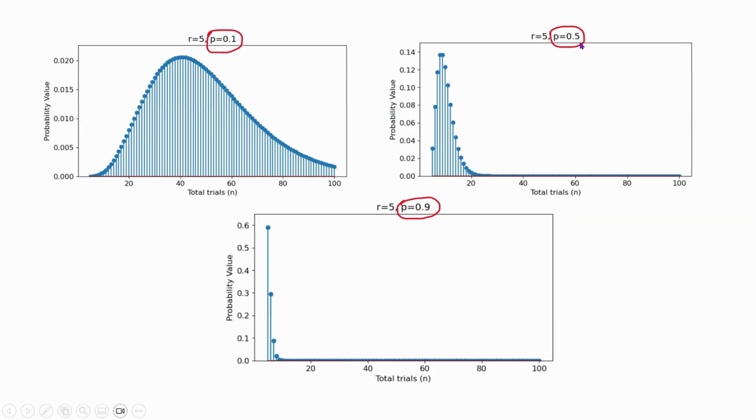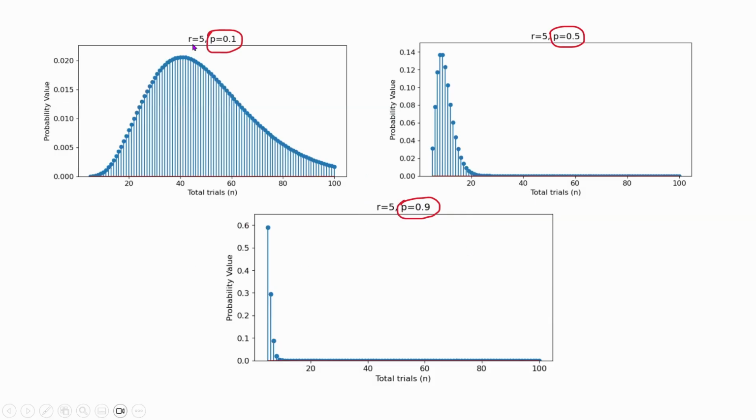When we increase the probability, you can see that the variance has reduced substantially. It is because now you are going to get those 5 successes in a relatively small number of events. Now, if we increase p further, you can see that in the very first few events, we are going to get the 5 successes. So that is the significance here.